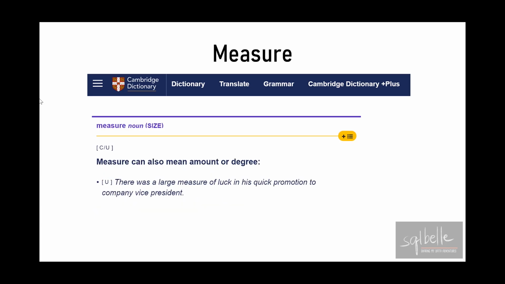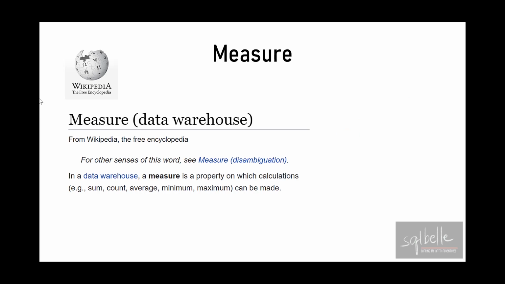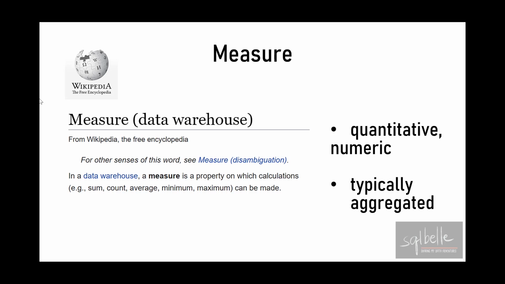A measure, lifting the definition from the same Cambridge Dictionary, can also mean amount or degree. But I actually like the definition that is lifted from a data warehousing perspective. In a data warehouse, a measure is a property on which calculations, for example, sum, count, average, minimum, maximum, can be made. So we can say that a measure is quantitative and this is numeric, and it's typically aggregated.